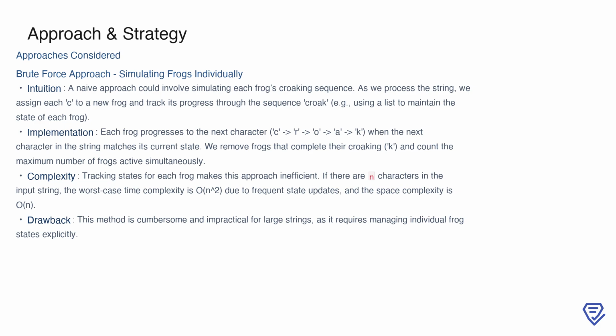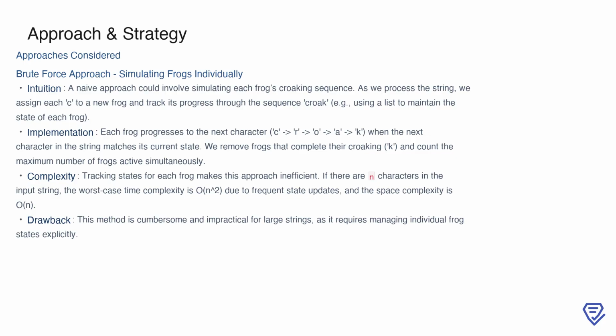However, this solution becomes inefficient for large strings. The time complexity is quadratic, O(n squared), because we are constantly updating the states of all active frogs, and the space complexity is linear, O(n), since we need to track every frog's state. While this approach is intuitive, managing the state of individual frogs quickly becomes cumbersome and impractical, particularly for long inputs with numerous overlapping croaks.